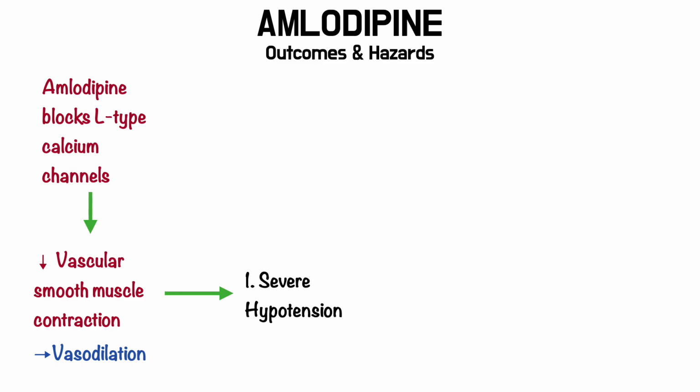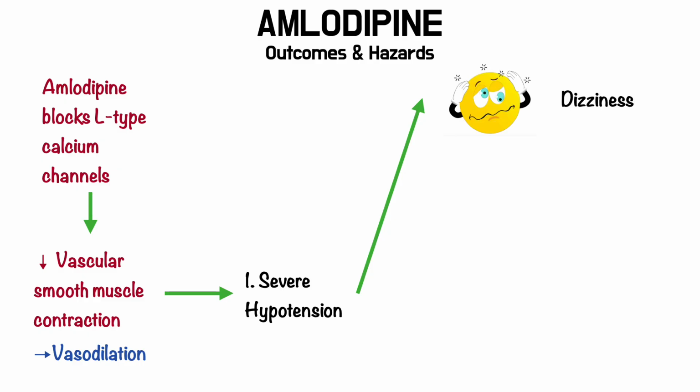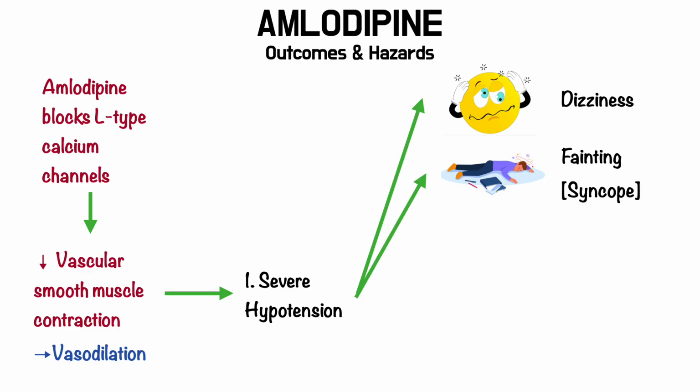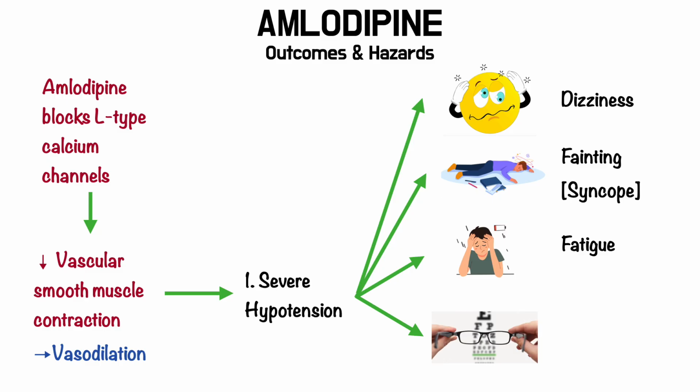So that is our first side effect, and that manifests as 4 different symptoms or signs. You can feel dizziness, or you can experience syncope or fainting. You can also feel fatigue, and the other side effect is blurred vision, right?